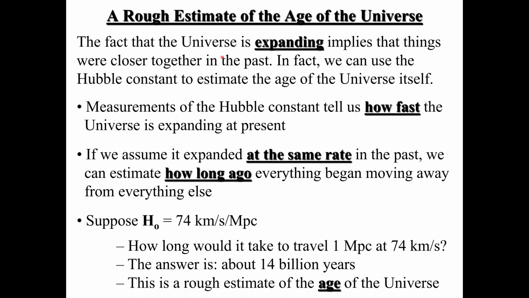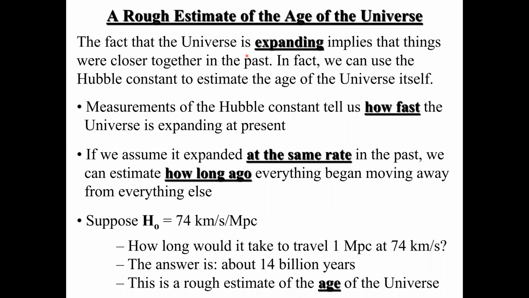Now, the fact that the universe is expanding implies that things were closer together in the past. So what this implies is that all these things were actually very close together in the past, right? And we can use the Hubble constant to estimate the age of the universe itself. Right now, the universe is expanding, but if you go back in time, or if you make a movie and rewind what has happened in the past, you would see all these galaxies go into a single point, right?